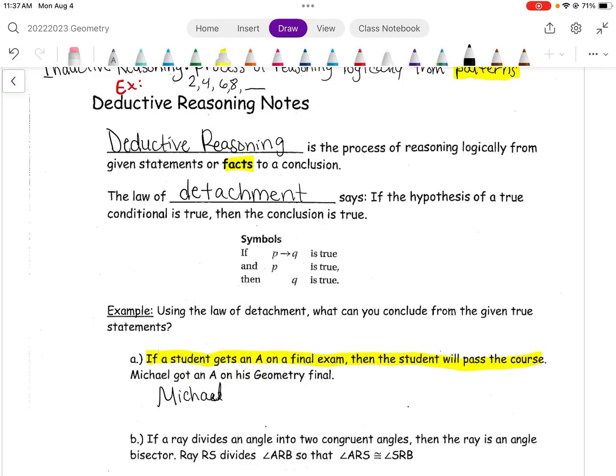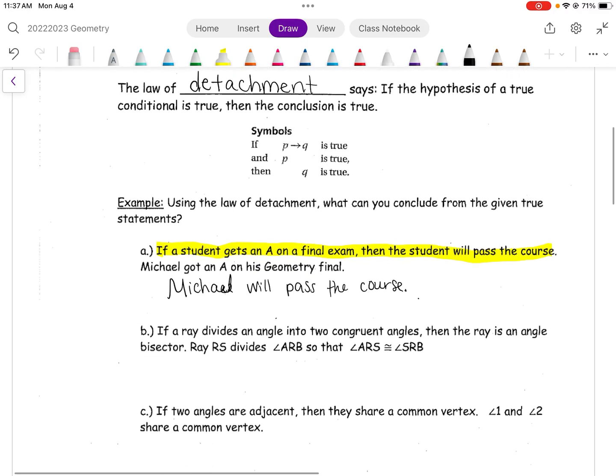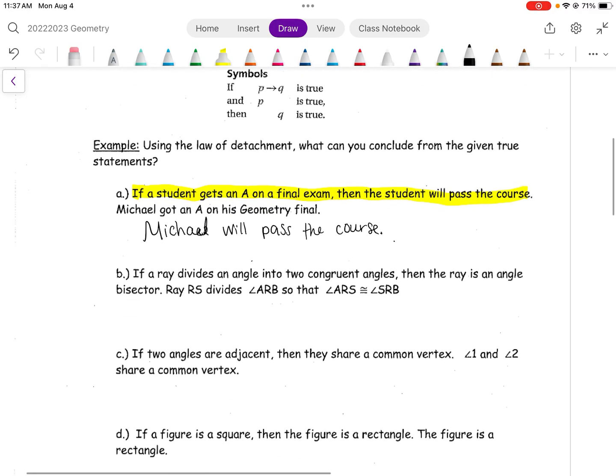Michael will pass the course. Obviously, because that's what the statement says. The conditional, the hypothesis, was if someone gets an A on the final exam. Well, Michael got an A on his final exam. So therefore, the conclusion has to be true. He's going to pass the course.